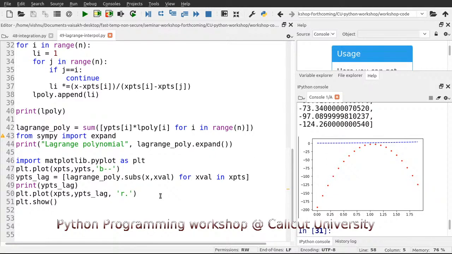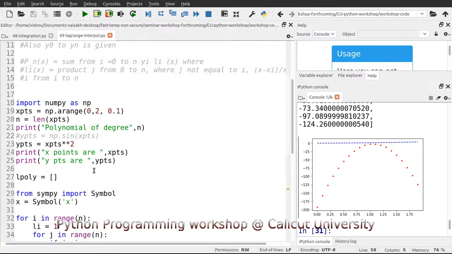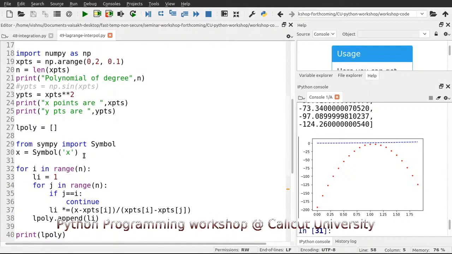It is not actually a straight line, but when it tries to fit into this window, it looks like a straight line. That's not exactly correct. So where are we missing something? Let us try to see the code once again.